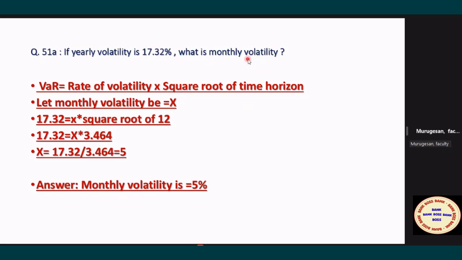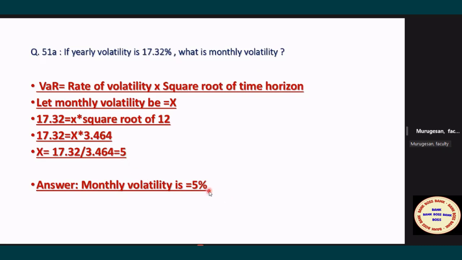Why are you putting 12? Because year to month means square root of 12. The square root of 12 will be 3.464. Now 17.32 divided by 3.464, then you will get X is equal to 5. So the monthly volatility will be 5%. The answer you pick is 5%.